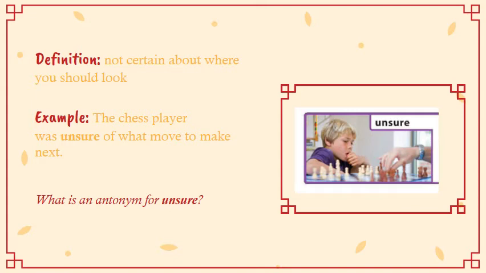Let me give you another example. The student was unsure of his answer. So he wasn't sure if his answer was correct or wrong. So he was unsure. What is an antonym for unsure? Antonym means the opposite of unsure. We can say sure or certain. You are sure or certain about something. Okay? So unsure means you're not certain.